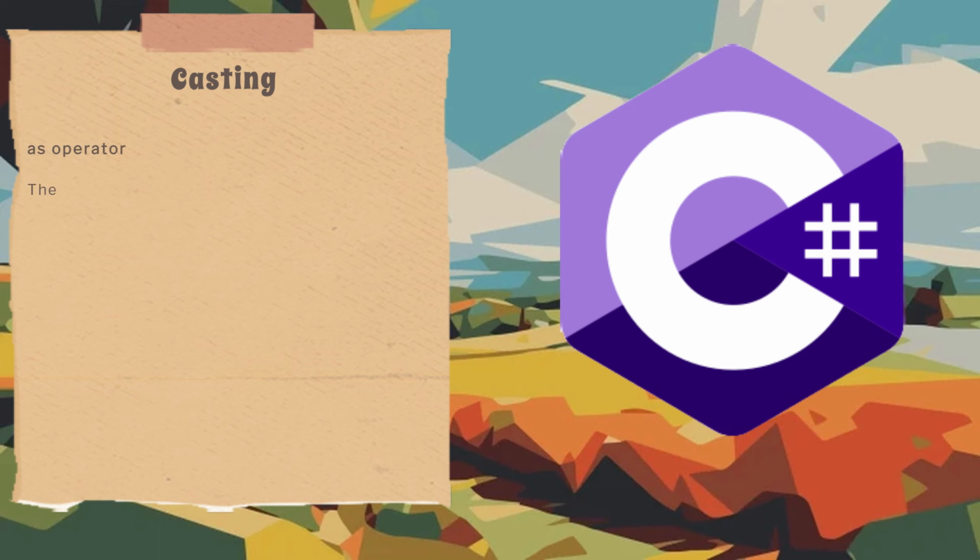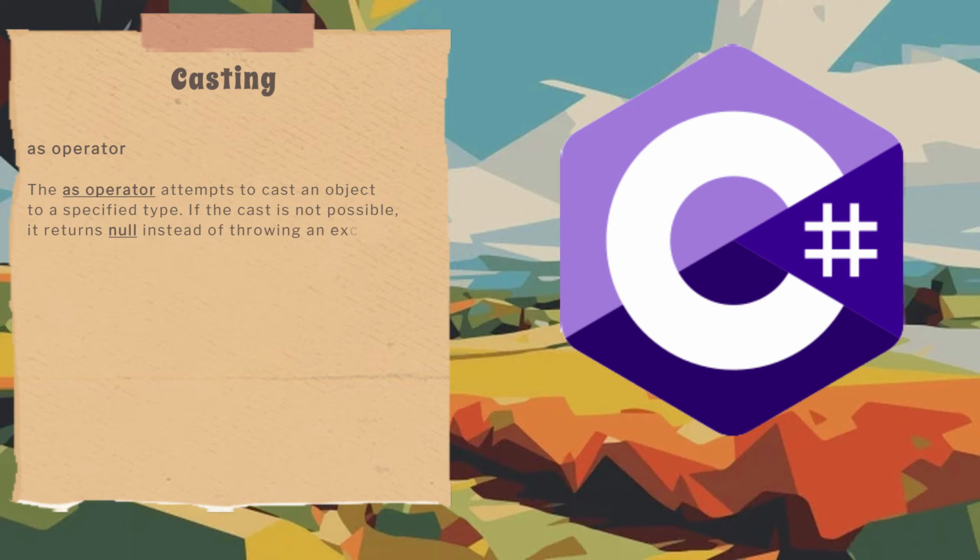The as operator attempts to cast an object to a specified type. If the cast is not possible, it returns null instead of throwing an exception.